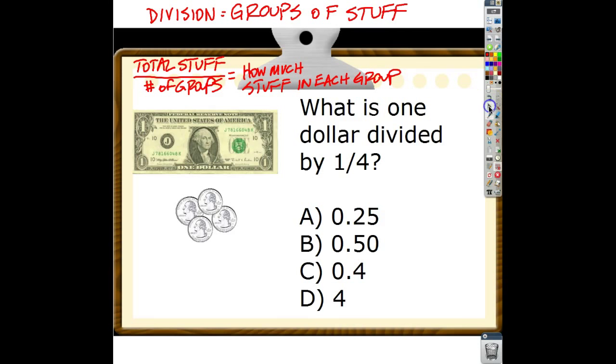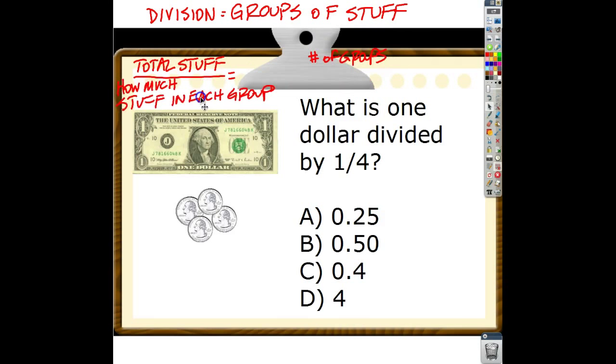But another way of looking at this is: I have how much stuff is in each group, and the number of groups. I can reverse these. I could say, if I take my total stuff and this is what I want in each group, now tell me what the number of groups is. And that's what this problem is doing.